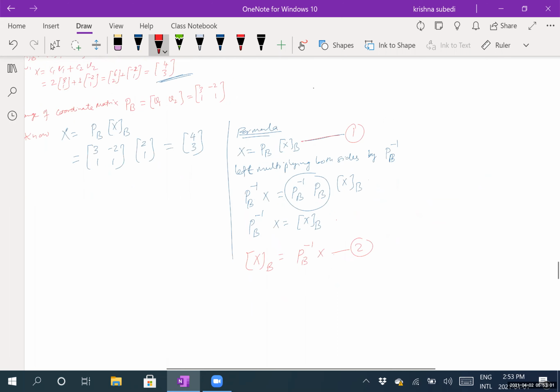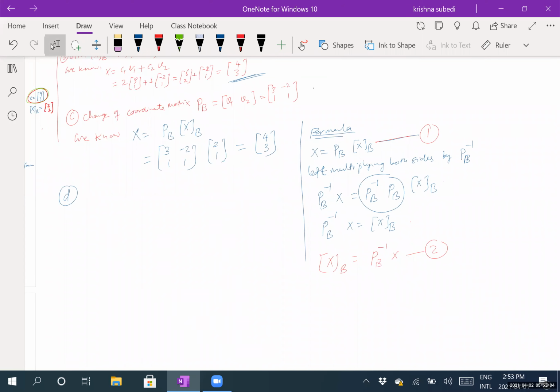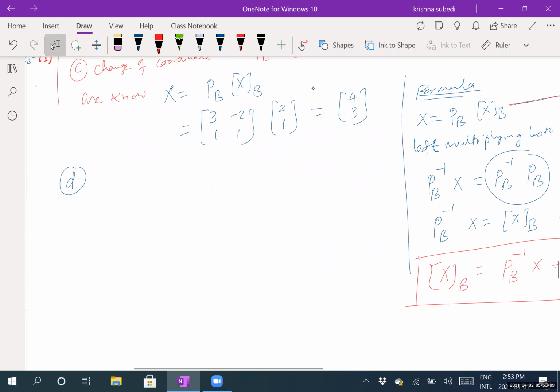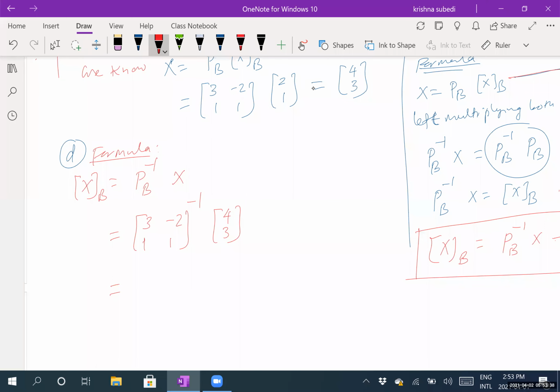So in part D, the question tells us to use this formula to find XB. Now let us use that formula. So the formula is: the B coordinate of X equals the inverse of the change of coordinate matrix PB times X. Now we need to find the inverse of this matrix, 3, negative 2, 1, 1. Find the inverse of that, and X is 4 and 3. Can you please find the inverse of this matrix quickly?